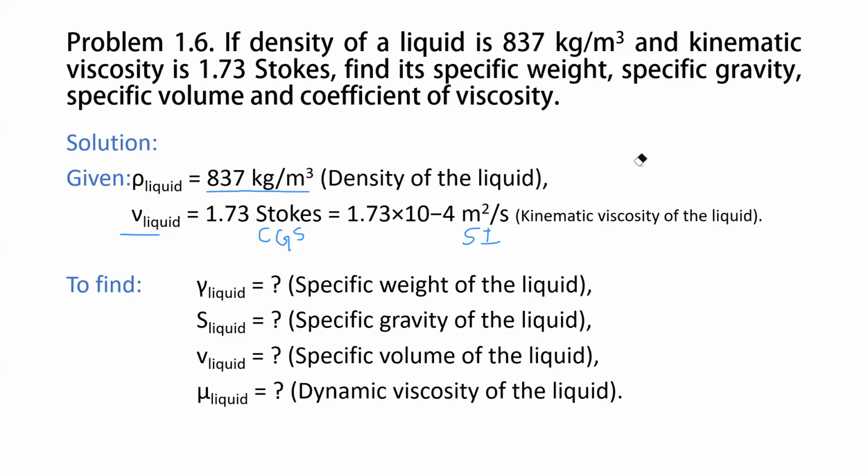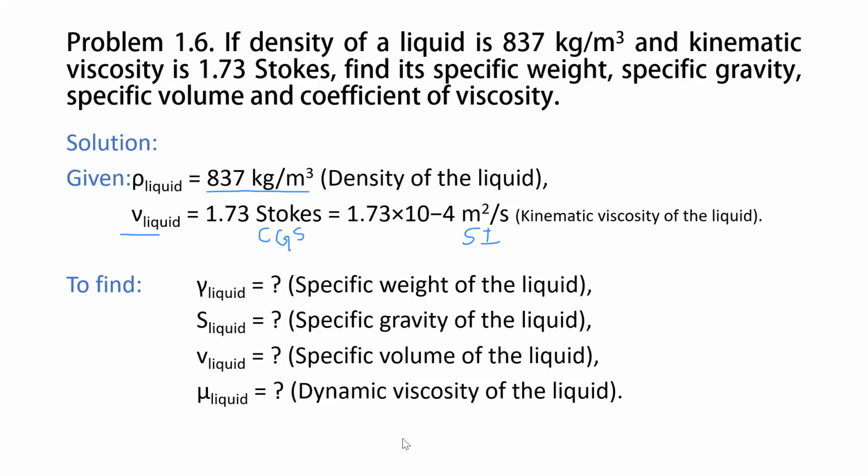See, specific weight will be in terms of Newton per meter cube. Okay, specific weight is nothing but weight by volume, and specific gravity is dimensionless. It is the density of the given fluid divided by the density of the standard fluid, or weight density of the given fluid divided by weight density of the standard fluid.